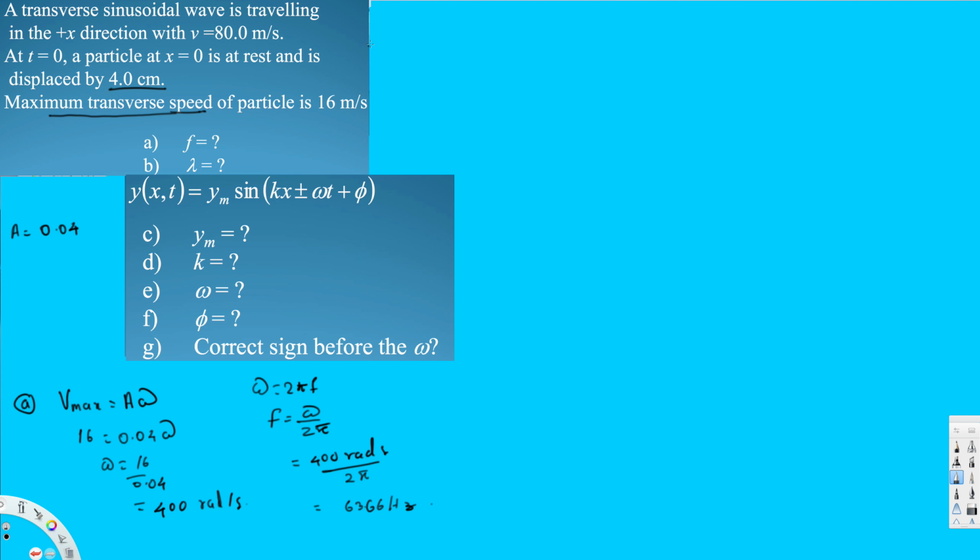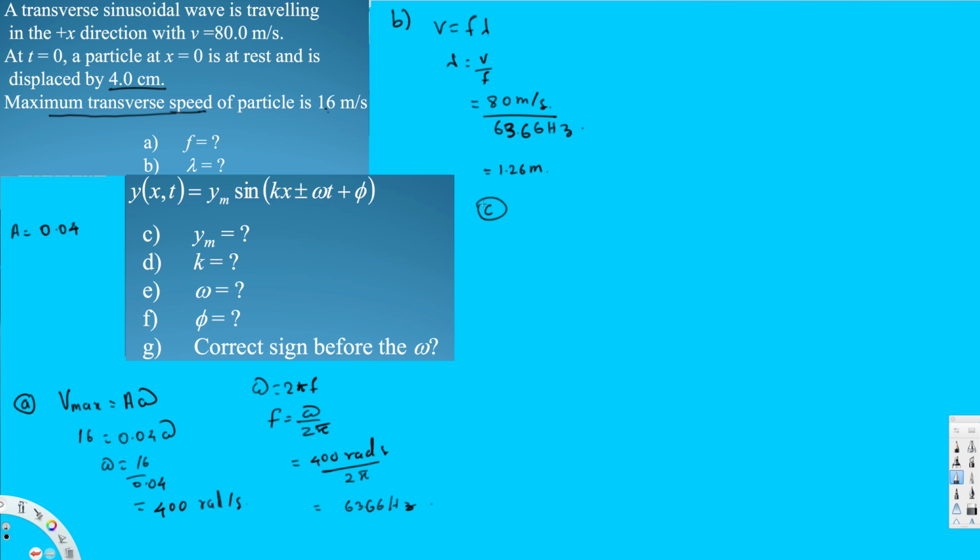So let's do the second question, that is asking for the lambda. We know that lambda is equal to 2 pi over k. We don't have the k right here, so let's use another equation. V is equal to f lambda, that will work. Lambda is equal to V over f. We have the V provided, 80 meter per second, divided by the frequency we found, 63.66 hertz. From this I can find the lambda, that comes out to be 1.26 meter.